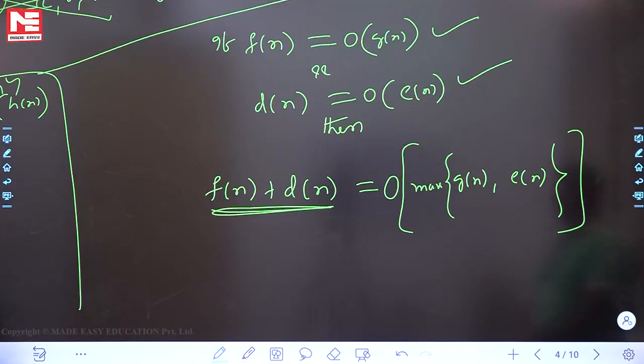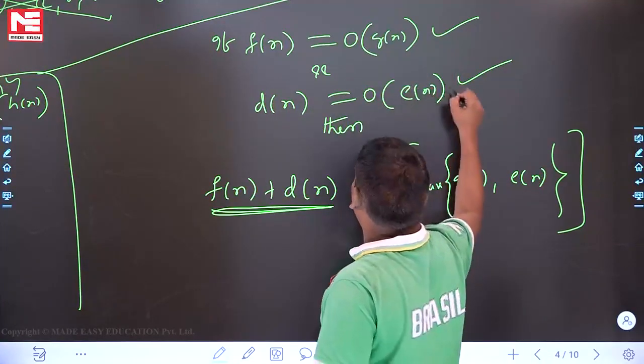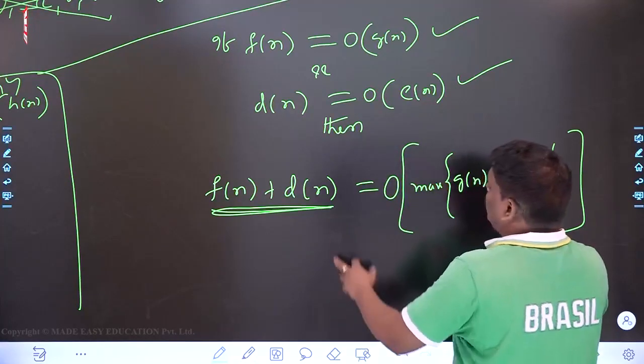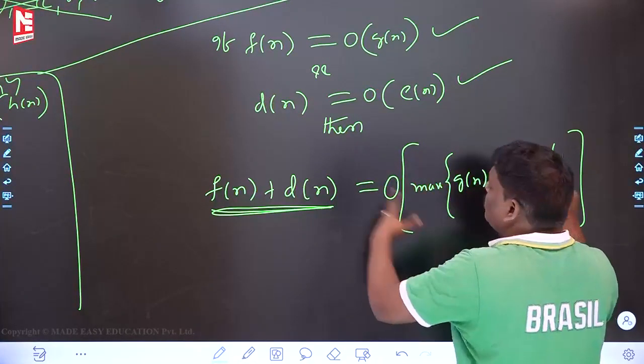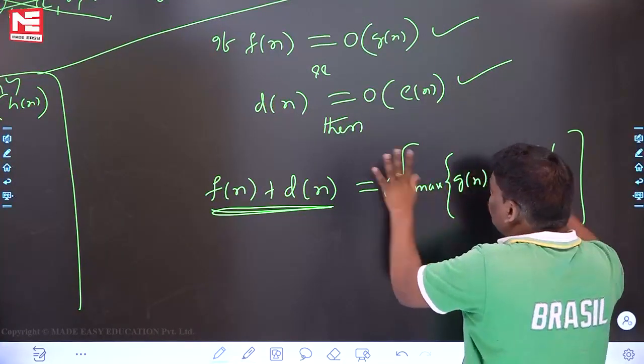Taking the maximum of both upper bounds, then big O, is the answer for this. Again, I am repeating: f is upper bounded by g, d is upper bounded by e. For f and d combined, which is the upper bound? If I take only g, d has a problem. If I take only e, f has a problem. The best idea is to take the maximum of both upper bounds, then big O.